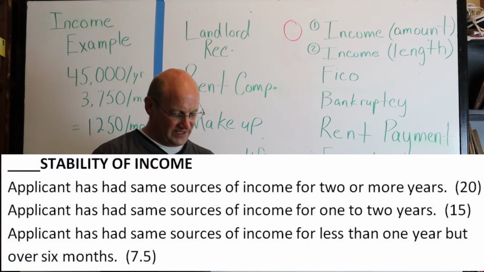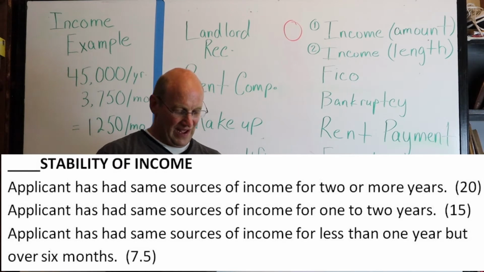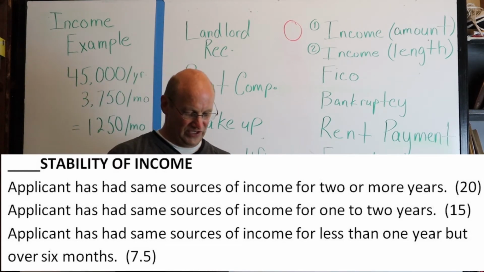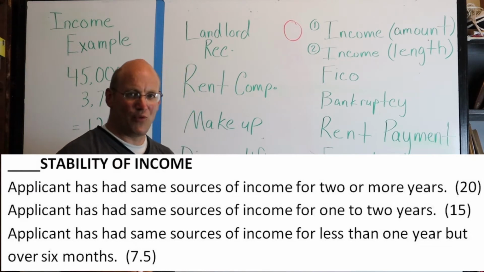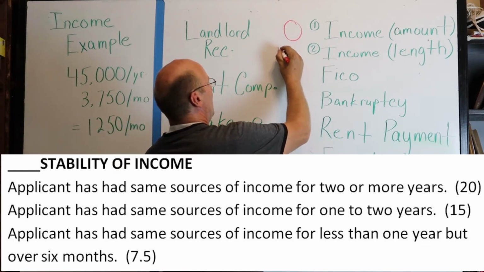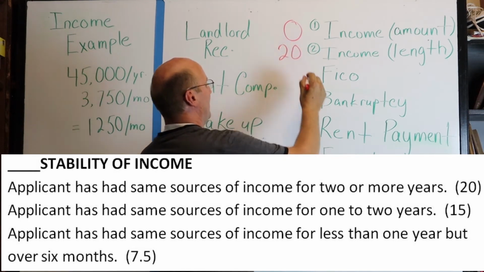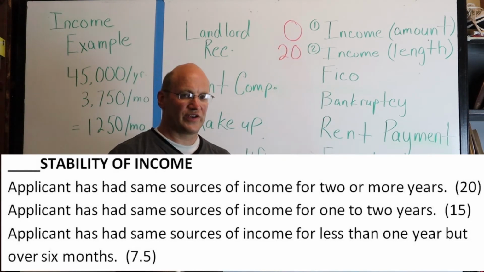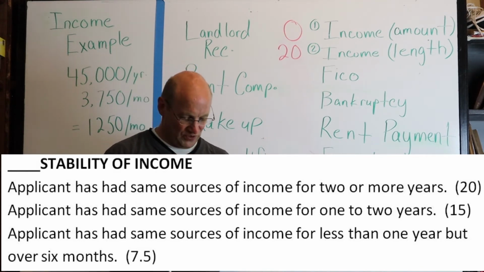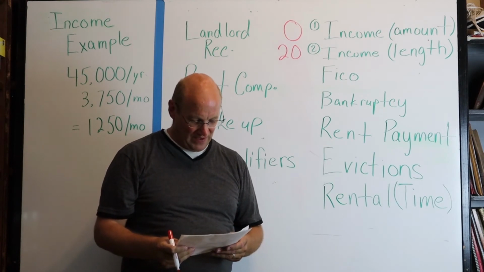The second one is stability of income. How long you've been at your job. I've been at my current job for 2.5 years. 2 gives the maximum amount of points, so I'm going to give myself 20 points on that. Okay. And actually, before we moved to Willow where we lived, I worked the same job, so maybe you'd count that as even more time.